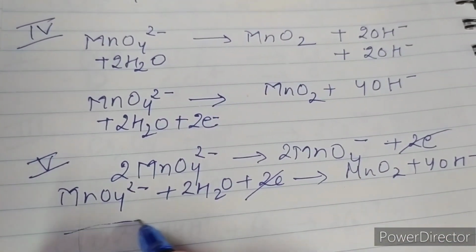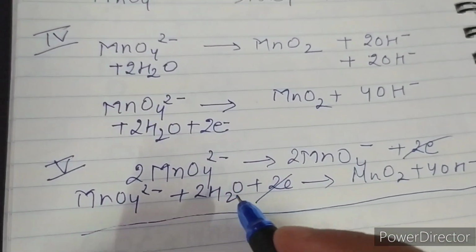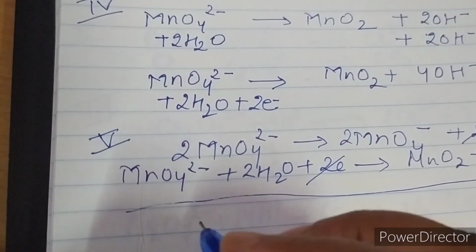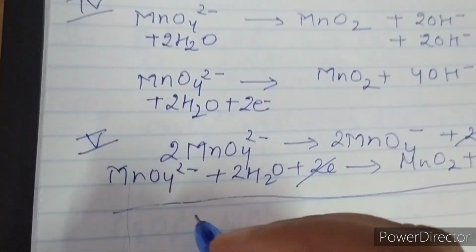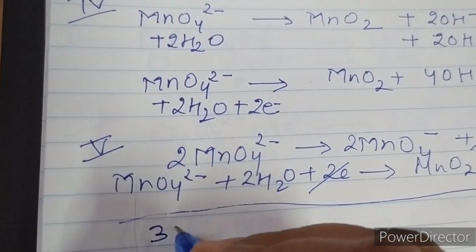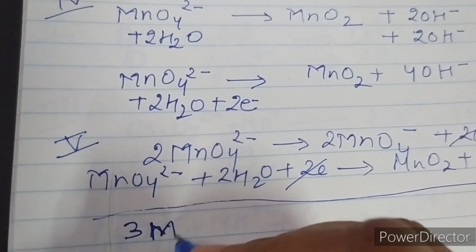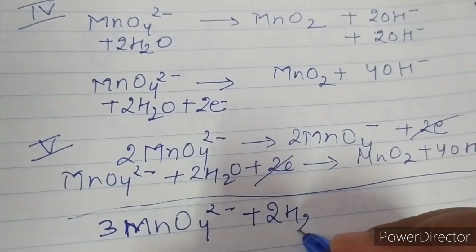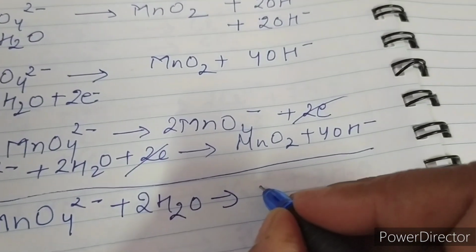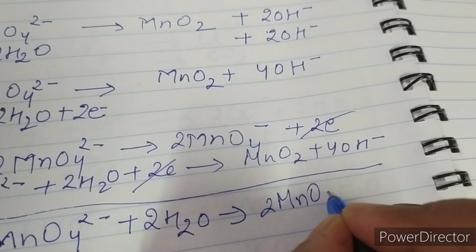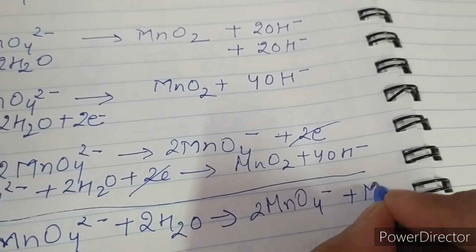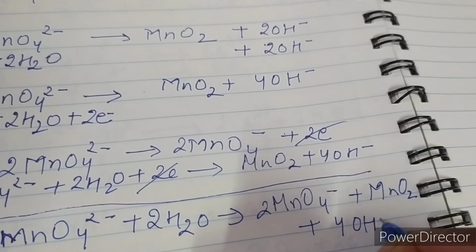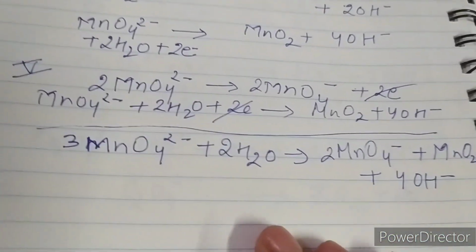Now again we will copy the left hand portion as it is here and the right hand portion here as it is below. 2 MnO4 2 negative plus 1 MnO4 2 negative will come out to be 3 MnO4 2 negative plus 2 water, and on the right hand side you will have 2 MnO4 negative plus MnO2 plus 4 OH negative. So this is the complete balanced equation in the basic medium.